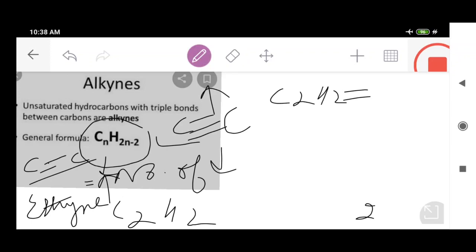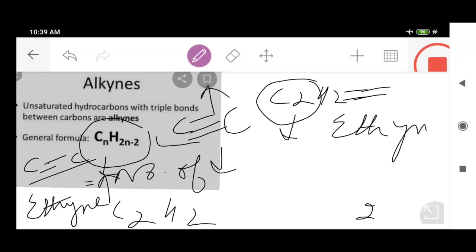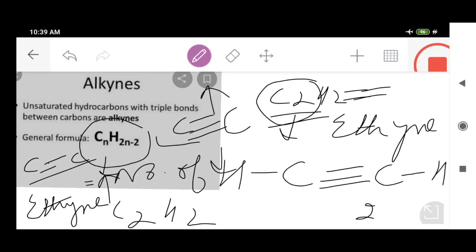This is also called eth. I told you people in the previous lecture, it means two carbon atoms, eth, and yne is the suffix, that's ethyne, because there's a carbon-carbon triple bond. So you people should remember the first member of the alkyne series is ethyne. It looks like this: carbon, triple bond between the carbons, and H and H. This is the first member.